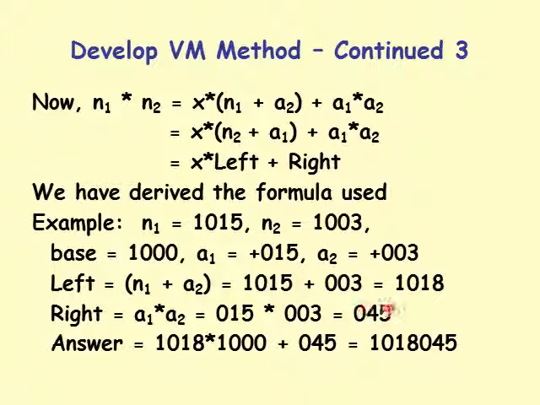The number of digits in the right is 3, and the number of zeros in the base is 3, so we can say the answer is 1018045, left followed by right. You can also do the extra step we have been doing: the answer is left times base plus the right part, 1018 times 1000 plus 45, which is again 1018045.